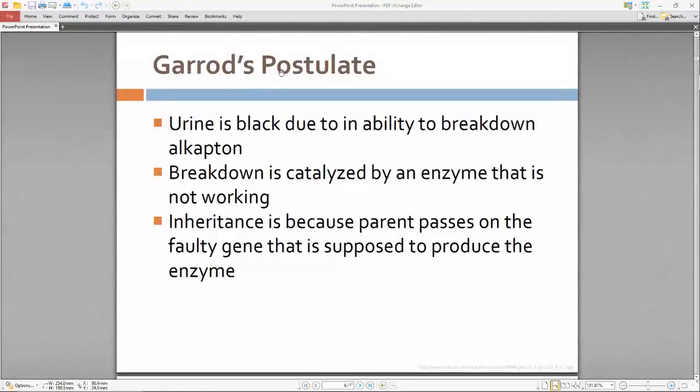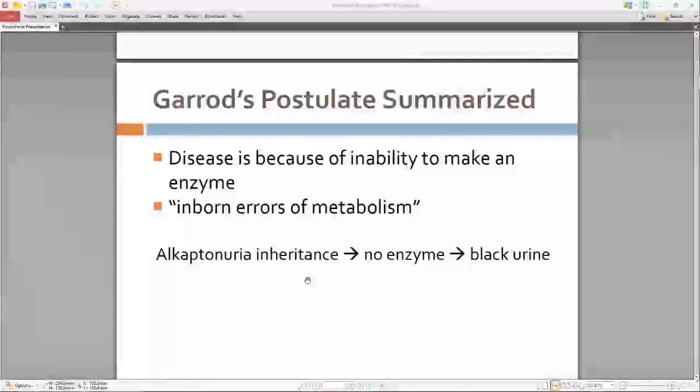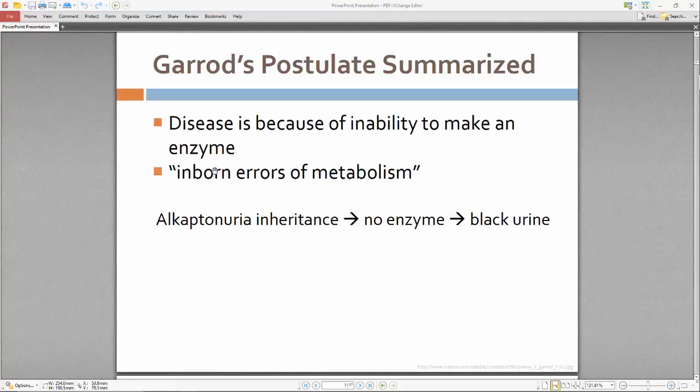What he hypothesized was that the urine was black due to an inability to break down alkapton, and that breakdown is normally catalyzed by an enzyme, but in people with alkaptonuria, that enzyme is not working. He postulated that inheritance is because the parent passes on a faulty gene that is supposed to produce the enzyme. So if the parent passes down this faulty gene, then all the offspring downwards will also have this faulty gene, which is why alkaptonuria is inherited. Summarized, the disease is because of an inability to make an enzyme, and he called it inborn errors of metabolism.